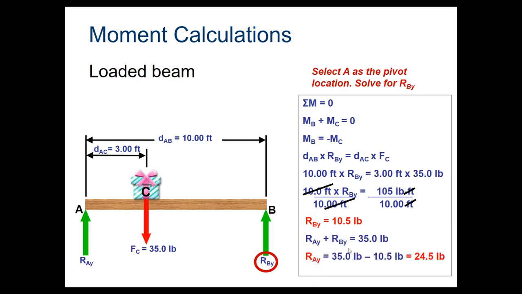So as we know, RAY plus RBY have to add up to 35, otherwise this beam would be moving. Since it's not moving, we're in static equilibrium, then RAY plus RBY, those two forces in the Y plus this force have to add up to 0. And so in this case, RAY plus RBY have to equal 35. And we know that the difference between the two would be 24.5. So we're getting 24.5 pounds of force at A, we're getting 10.5 at B. Those two will offset the weight of your present that you're setting on there.